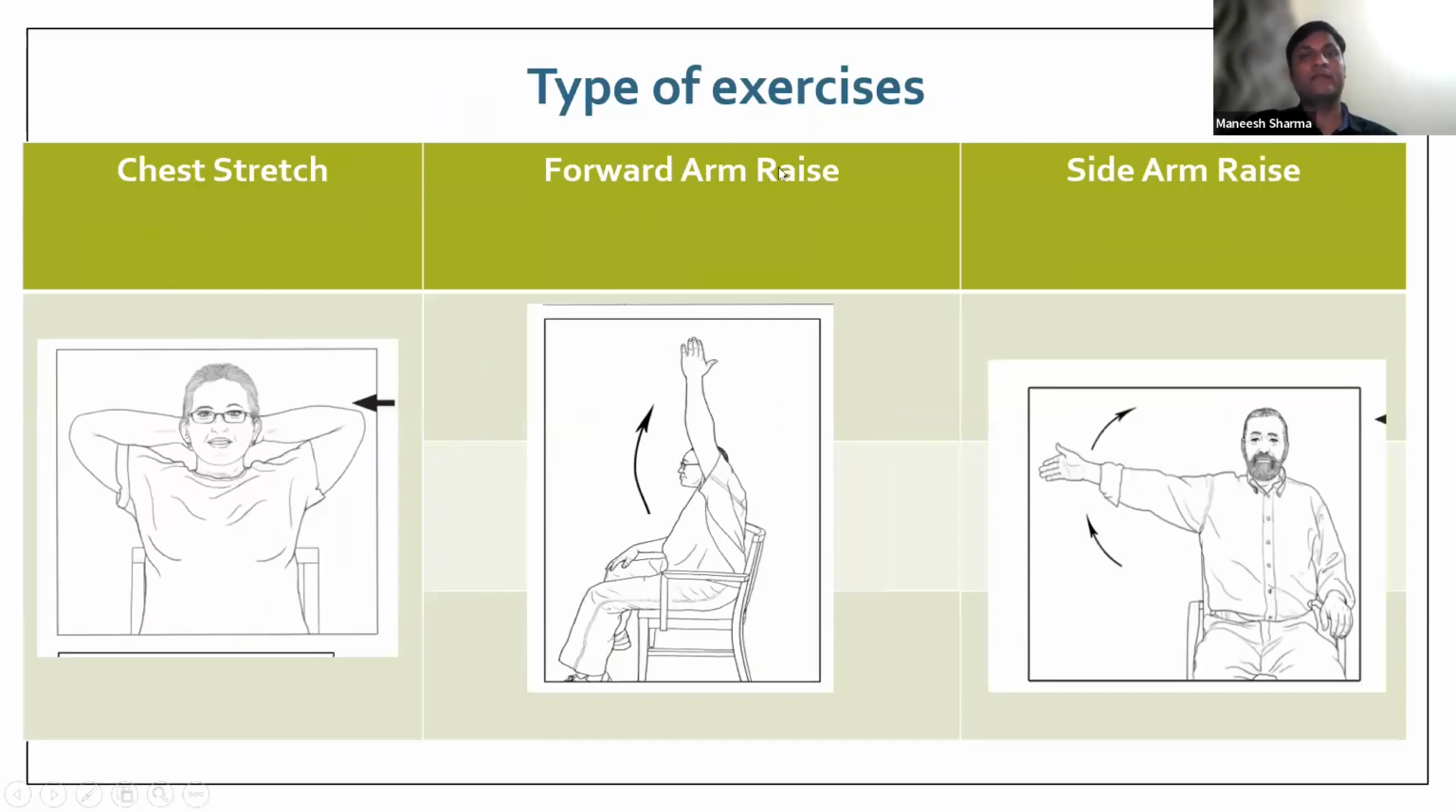The types of exercises which can be done in phase 2 are chest stretch, forward arm raise, side arm raise.